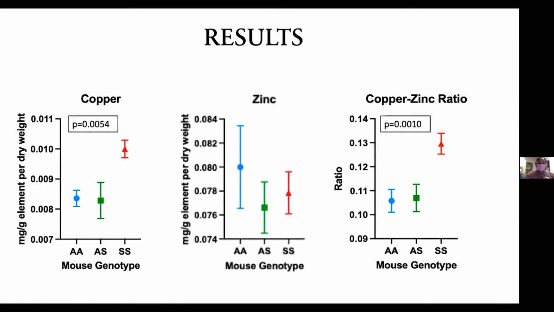Our results found that the zinc showed no significance. However, copper was greater in the sickle cell than both the trait and the control, with a p-value of 0.0054. And the copper zinc ratio showed significance and was greater in both the sickle cell mice and the trait mice, with a p-value of 0.001.